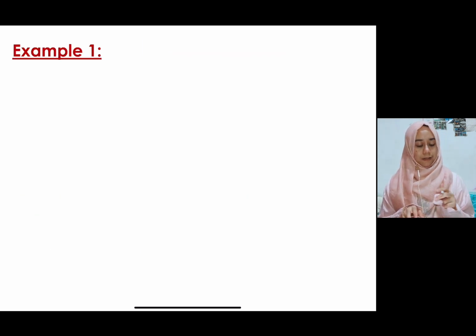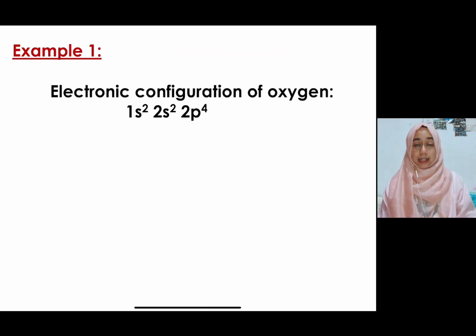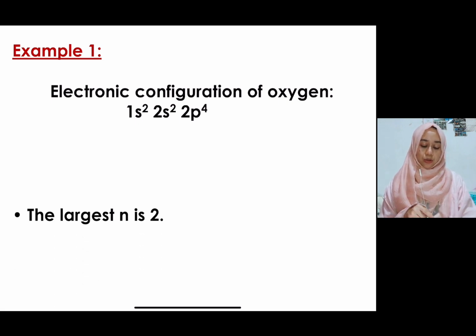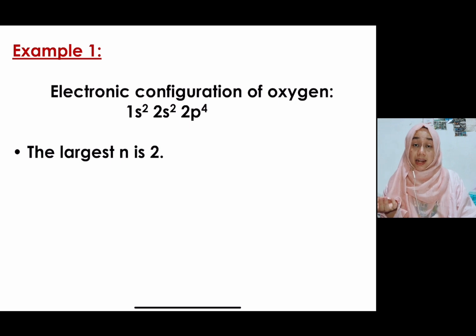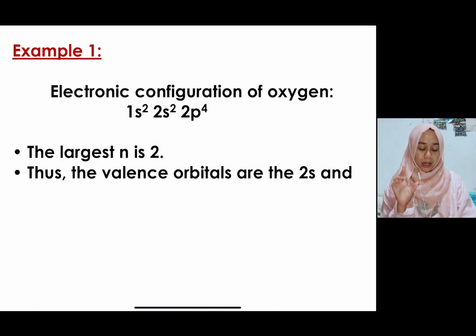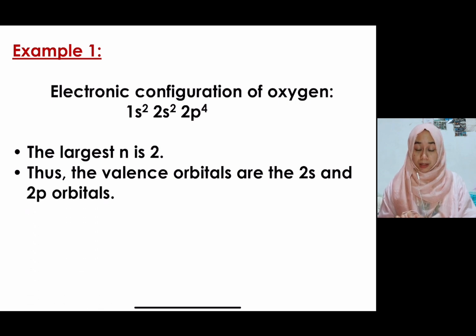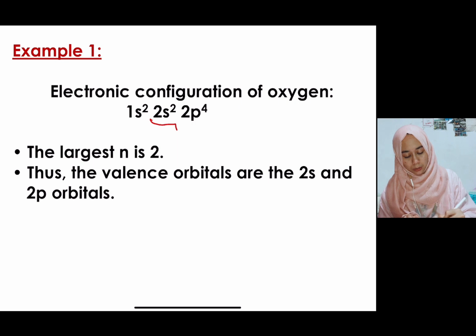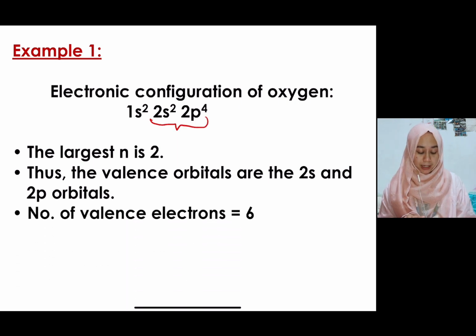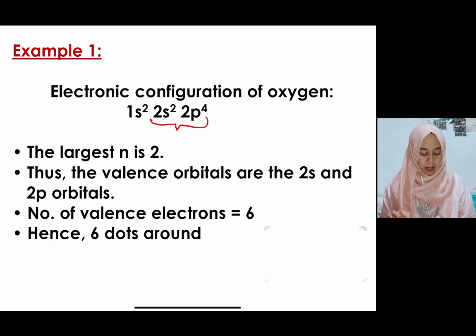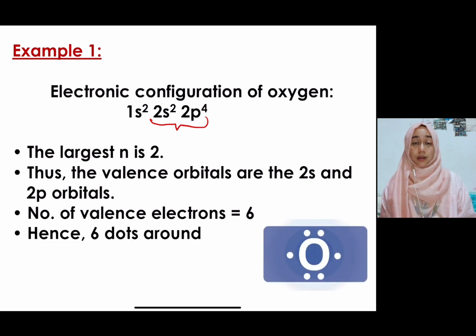For example, let's say we have oxygen here. The electronic configuration for oxygen is 1s2, 2s2, 2p4. So the largest n here is 2, the largest shell is shell number 2. Thus the valence electrons are in the 2s and also the 2p orbitals. So how many valence electrons do we have? We have 6, 2 plus 4 is 6. Hence there will be 6 dots around the symbol.